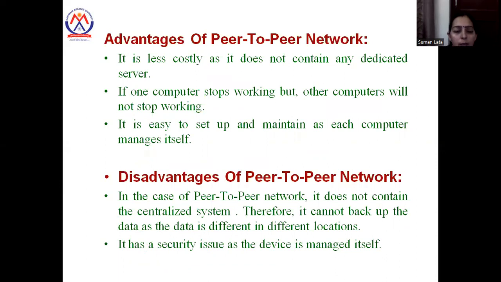Second is if one computer stops working, the other computers will not stop working. It is easy to set up and maintain as each computer manages itself. There are some disadvantages of peer-to-peer network. In the case of peer-to-peer network, it does not contain a centralized system. Therefore, it cannot back up the data as the data is in different locations. Second is it has a security issue as each device is managed by itself.